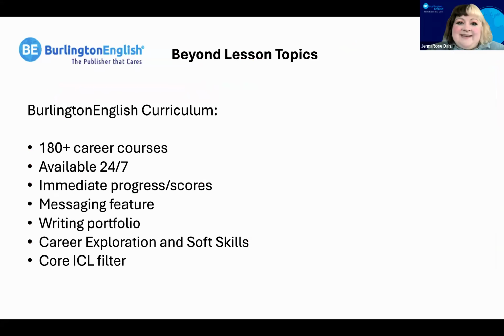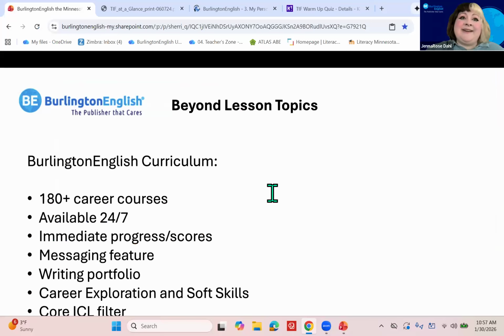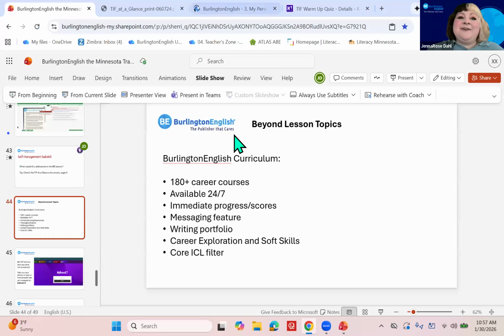And again, this isn't comprehensive. Burlington has 6 levels of core, 3 levels of career exploration and soft skills, 3 levels of ready to work, 180 career courses, everything.